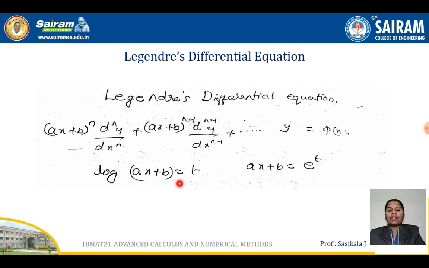Do you remember for Cauchy's? In Cauchy's we considered e power t equal to x, right? So we considered t as log x. Here you will take log of ax plus b. Whatever term you have in the format, you are supposed to consider that. So when you consider ax plus b equal to t, the entire equation is to be converted in terms of t. So how will we convert the differential operator?